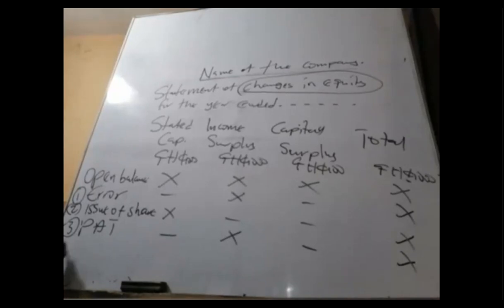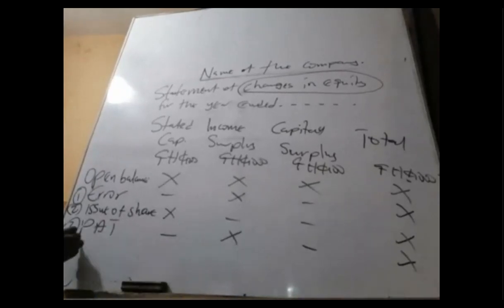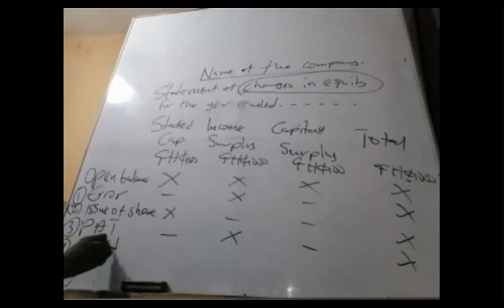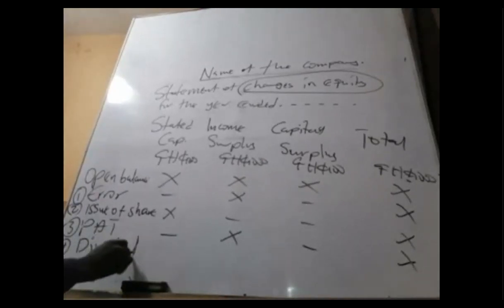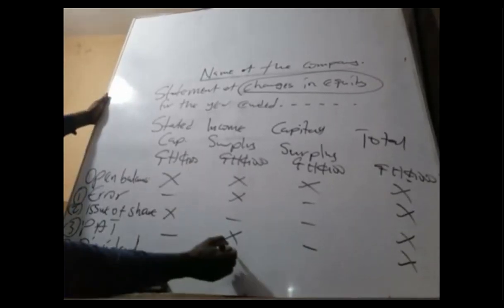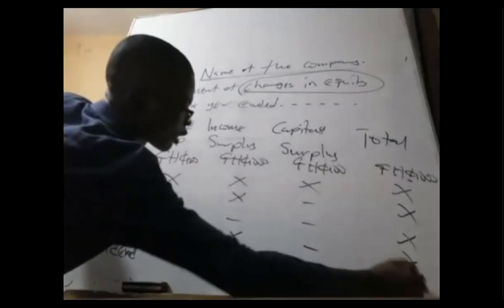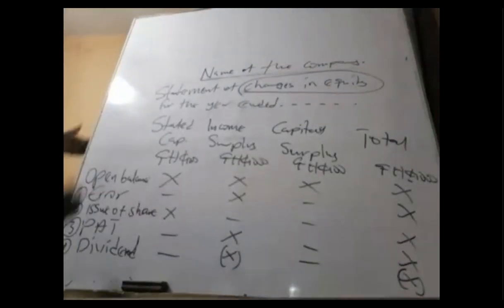Item number 4. You have to make what you call dividend. All these items, we'll do workings on them. Dividend will affect income surplus, so subtract dividend. Whatever hits here must hit the total section.